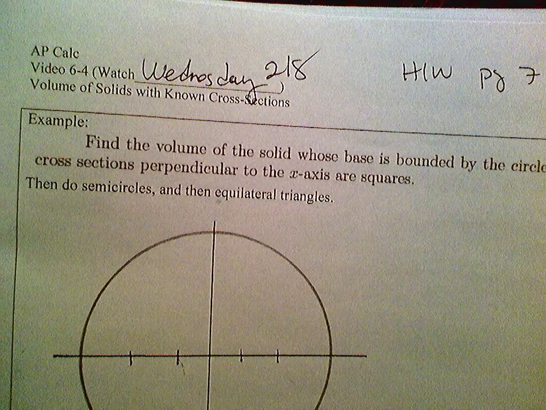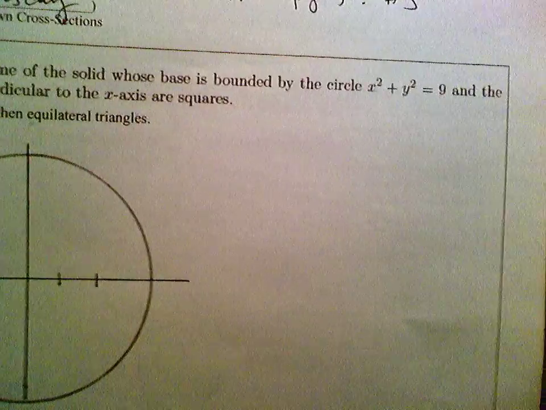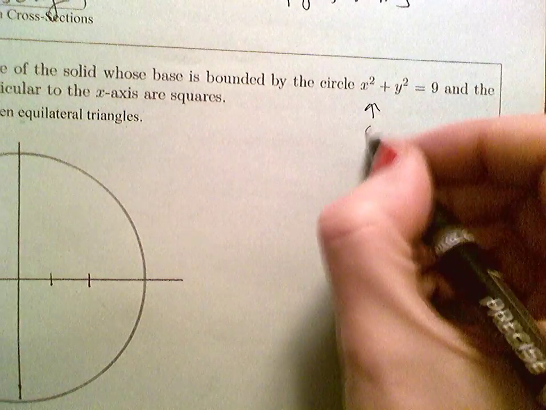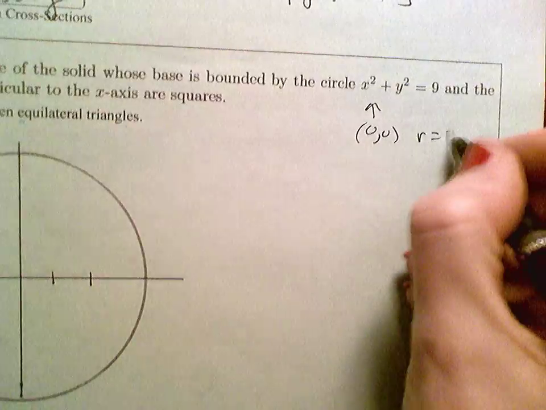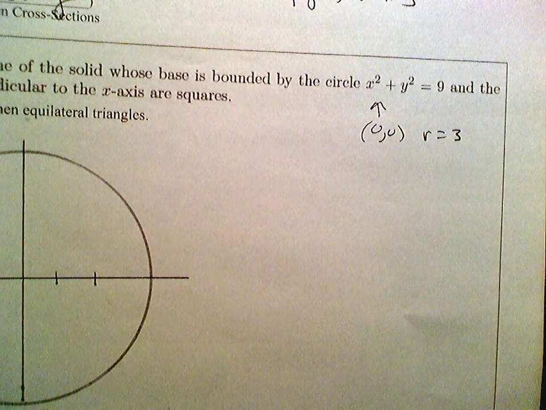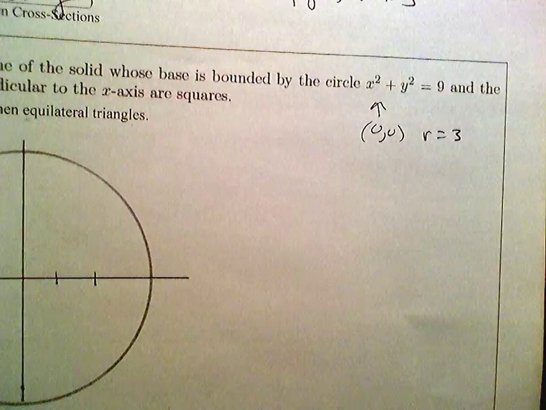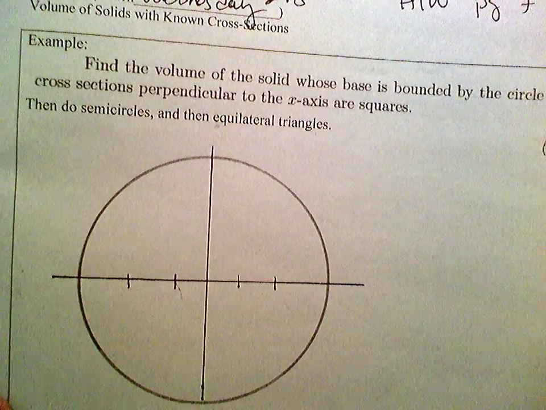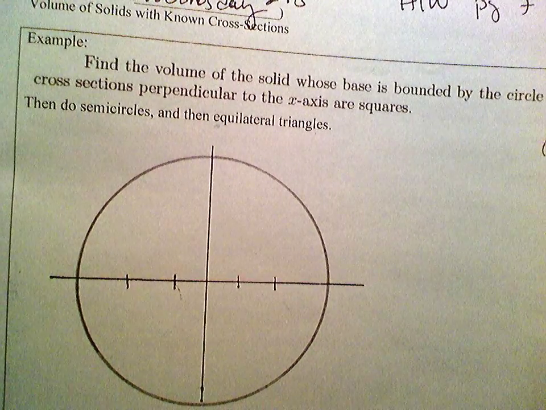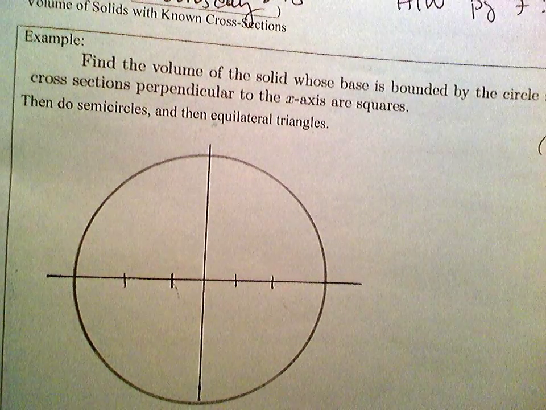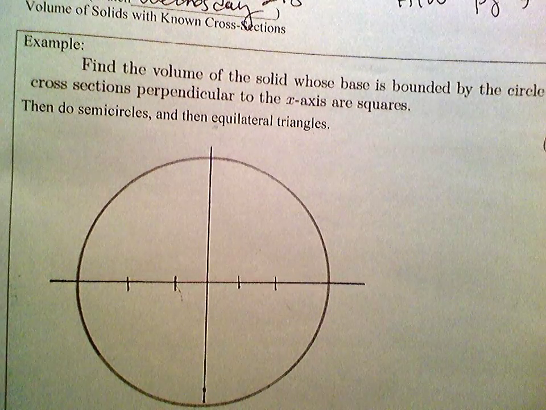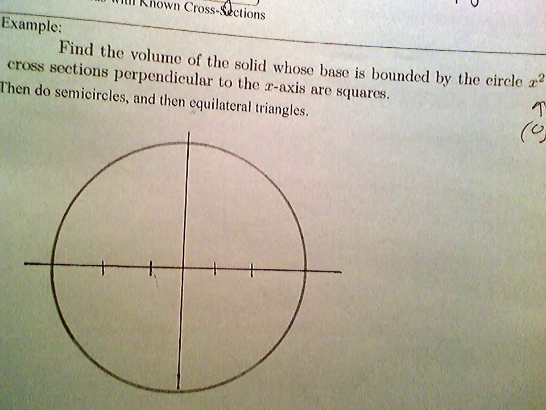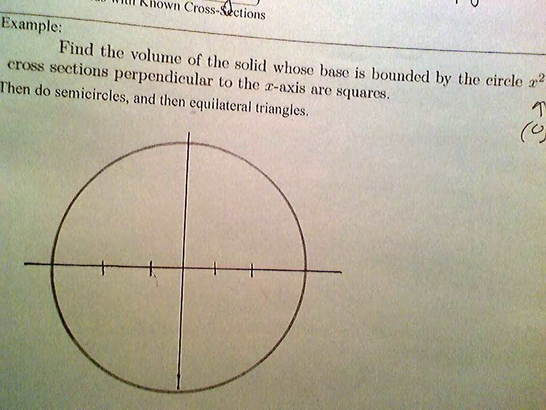We're going to find the volume of the solid whose base is bounded by that circle there. This is the circle with center (0, 0) and radius 3. Okay, so there's that circle. The cross sections are perpendicular to the x-axis, and they are squares. Then we're going to do semicircles, and then we'll do equilateral triangle cross sections. So let me give you an example of what this looks like first.